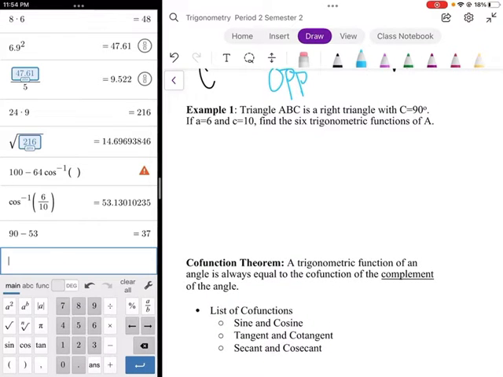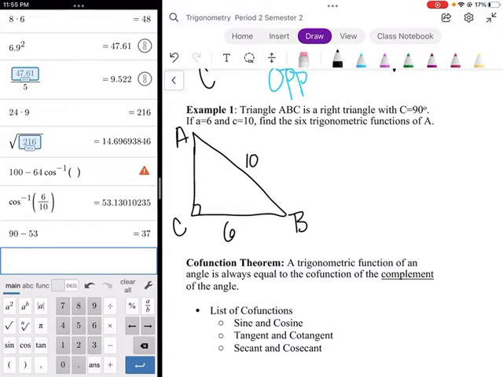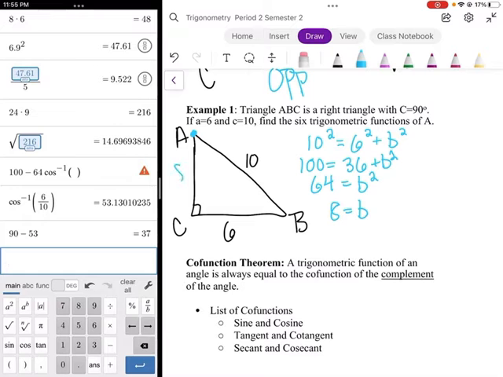So example 1, they want us to use triangle ABC with C being 90 degrees and side length a being 6 and side length c being 10. They want us to find the 6 trig functions of A. So in order to do that, we first need to find our third side of the triangle. And we can use the Pythagorean theorem to do that. And we would get 100 equals 36 plus b squared. Subtract 36 to get 64 equals b squared. So 8 would equal b.